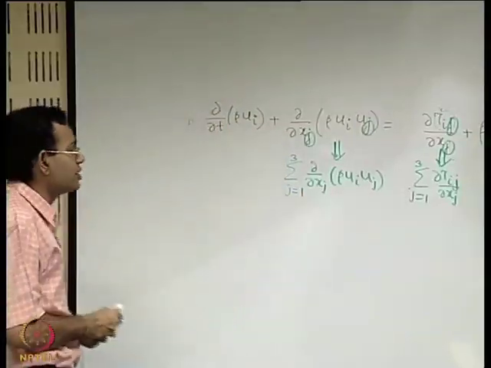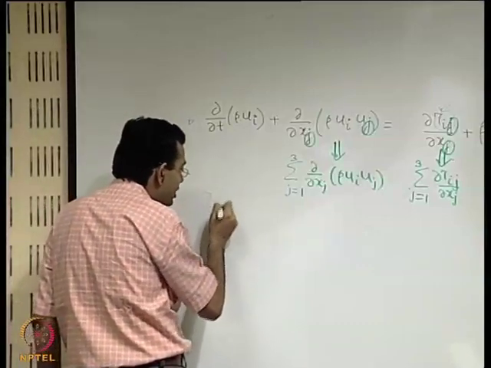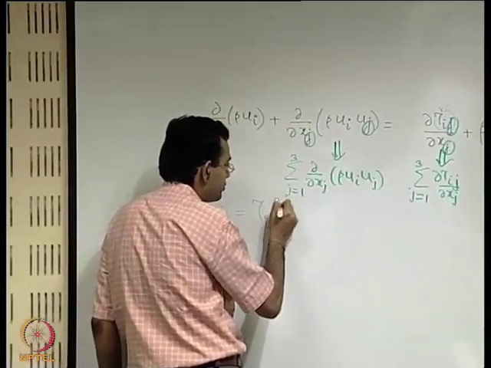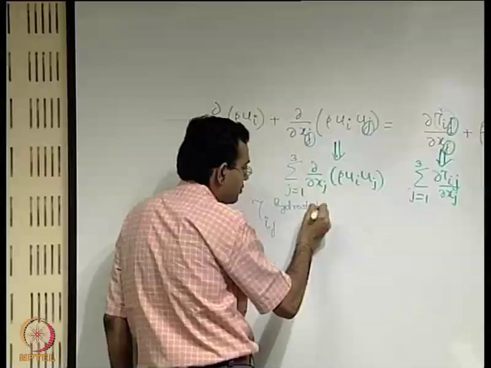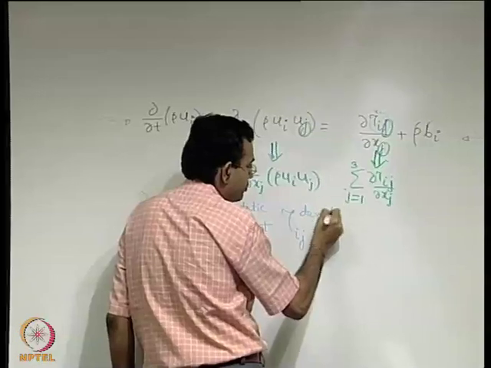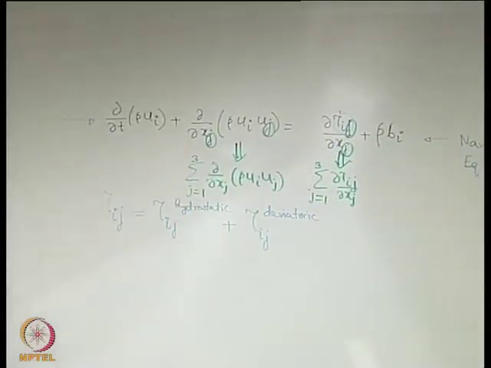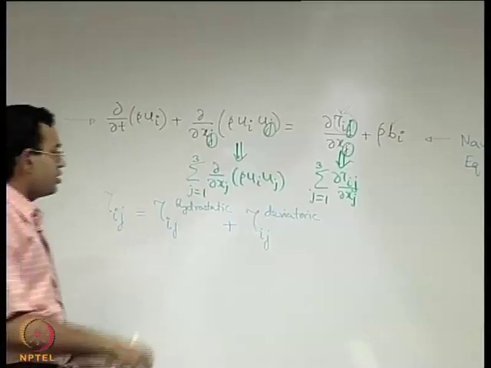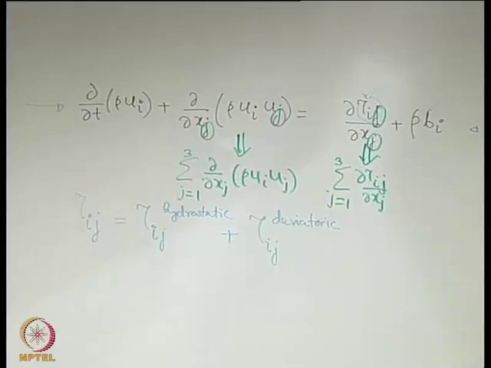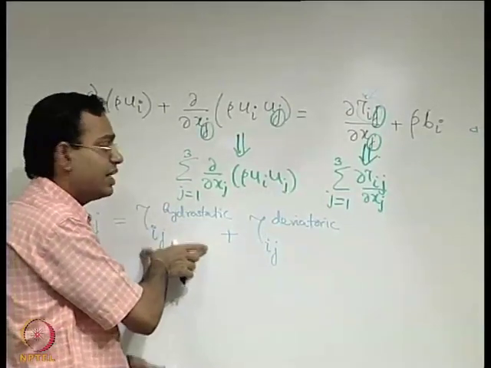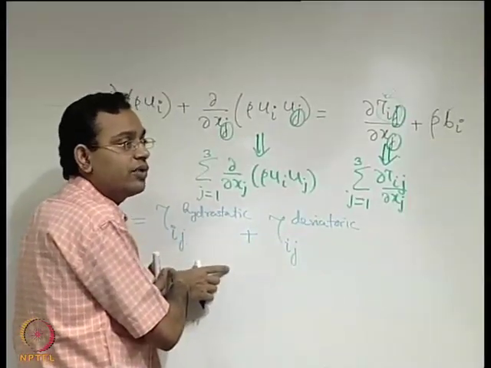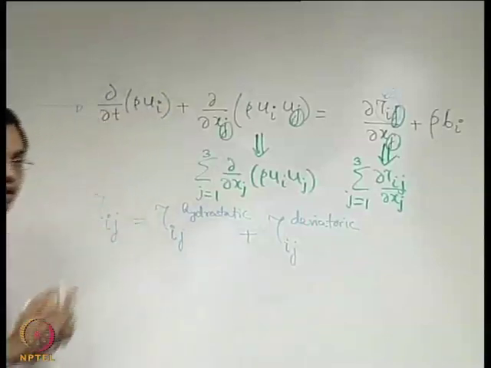Accordingly, what we may do is we may decompose this tau ij into two parts. One part we say is a hydrostatic component, and the other part we call a deviatoric component. So, hydrostatic component is something, from the name it is clear that as if it talks about a static condition. So, it is not related to deformation. So, we can broadly say that we are decomposing it into two components. One component is not related to deformation, another component is related to deformation. That is the whole idea.